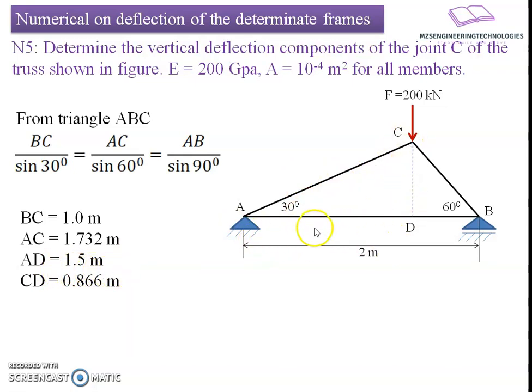Similarly, we know sine of 30 will be equal to CD divided by AC. So if we substitute the value of AC, then we get CD equals 0.866 meter.